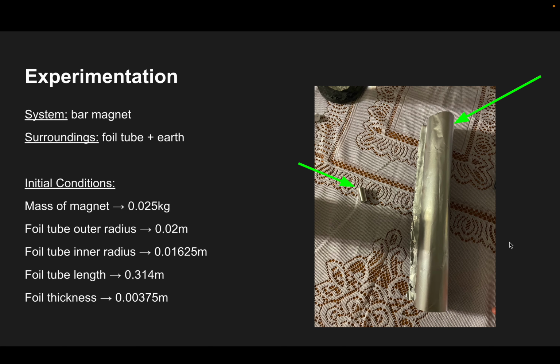And so for this experiment, we'll be dropping a magnet down a foil tube 5 times and finding the average time it takes for the magnet to travel through the tube. The system is the magnet, while the surroundings are the foil tube and the earth, and listed are the initial conditions.